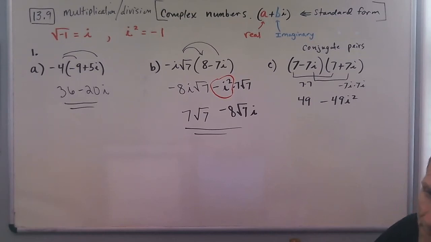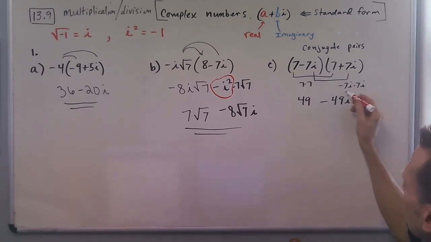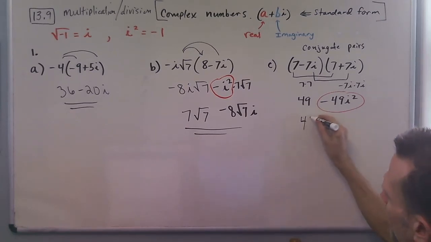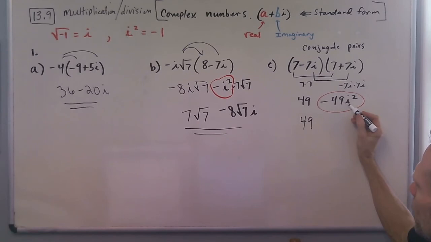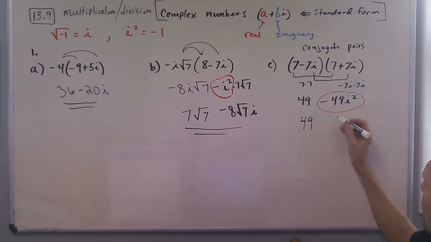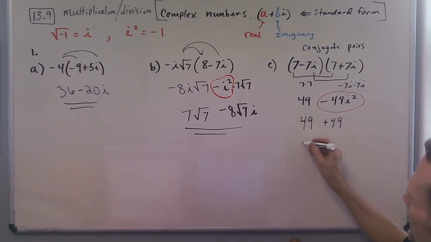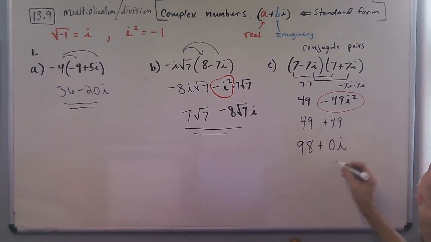Now I recommend that maybe you circle this or focus in on this right here. If you think about this, we have 49 up front. This is negative 1. So we have negative 1 times negative 49, which is positive 49. So we get 98, but remember we have to write this in standard form. So we have 98 plus 0i.